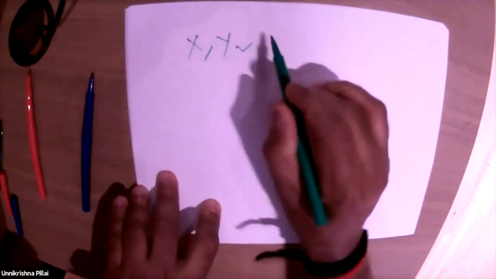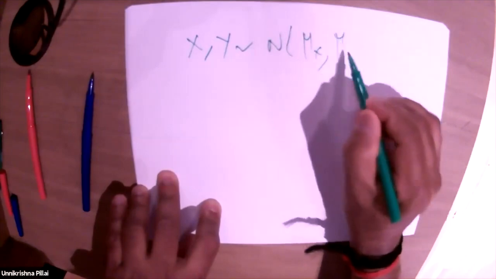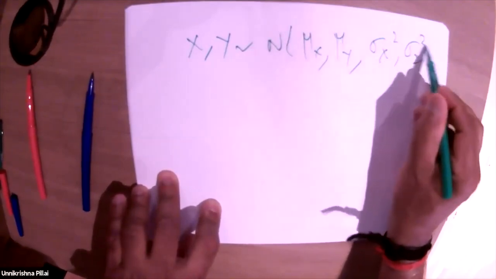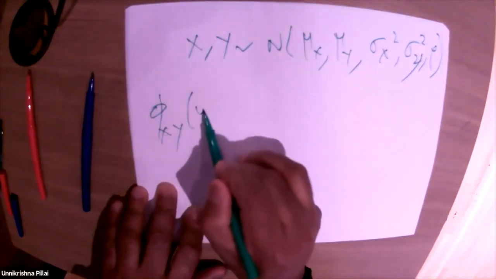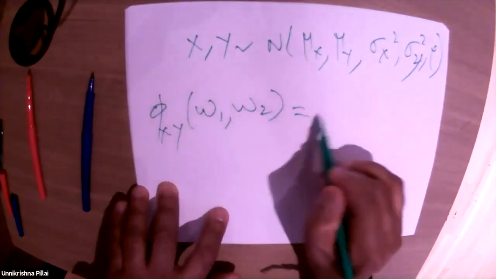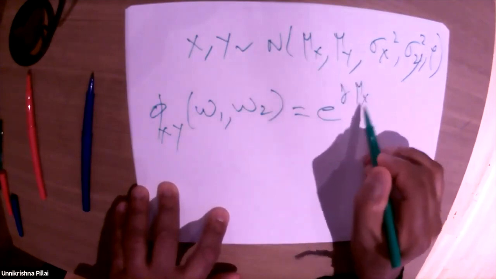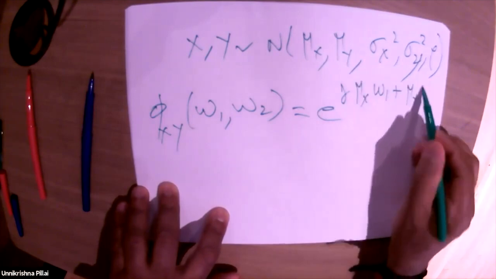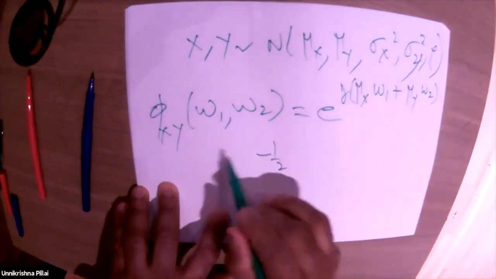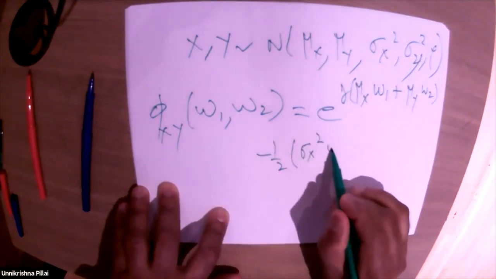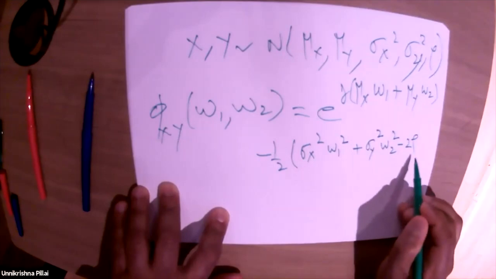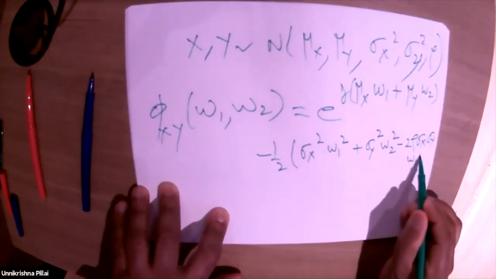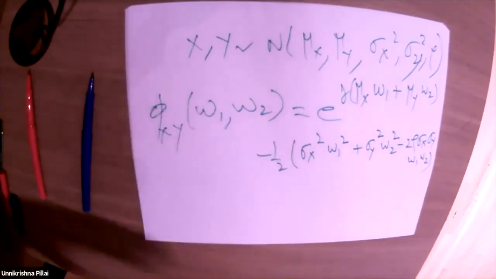So I'll give you one result which you should go home and verify. Suppose x and y are jointly Gaussian with the means mu x, mu y, variances sigma x squared, sigma y squared, and correlation rho. So if they are dependent, then the joint characteristic function, sometimes you use omega 1, omega 2, is e raised to j mu x omega 1 plus mu y omega 2, minus half, this is in the exponent, sigma x squared omega 1 squared plus sigma y squared omega 2 squared minus 2 rho sigma x sigma y omega 1 omega 2. You need this characteristic function to derive the joint moments.